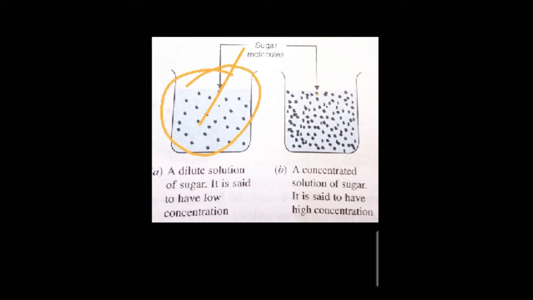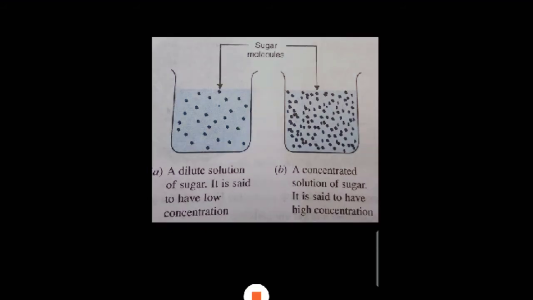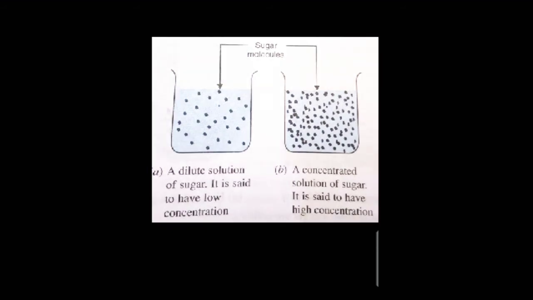In the other, the solution having a large amount of solute is said to be of high concentration. It is known as a concentrated solution. Why is it called a concentrated solution? Because it contains a large amount of sugar molecules. That's why it is called a concentrated solution.